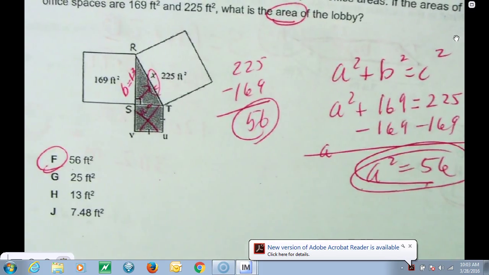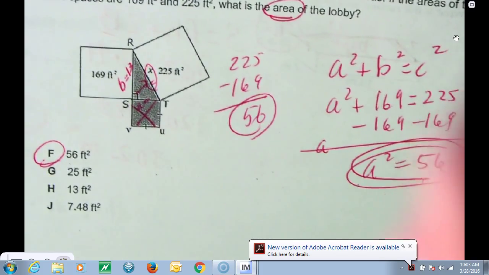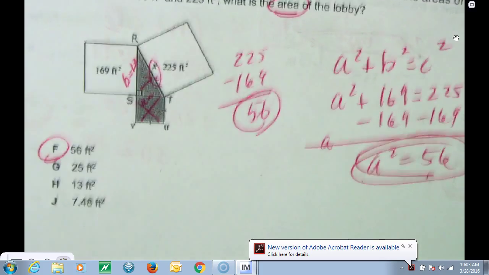Okay. Are we good on Pythagorean theorem? We reviewed that a good bit. We should be good to go.